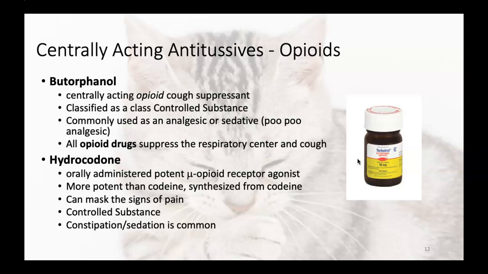So if we're looking at opioids, we're typically going to grab the hydrocodone, because it's formulated as a Vicodin syrup, so specifically for cough suppression. But if we don't have that in clinic, as many clinics don't, then butorphanol is a good secondary option.